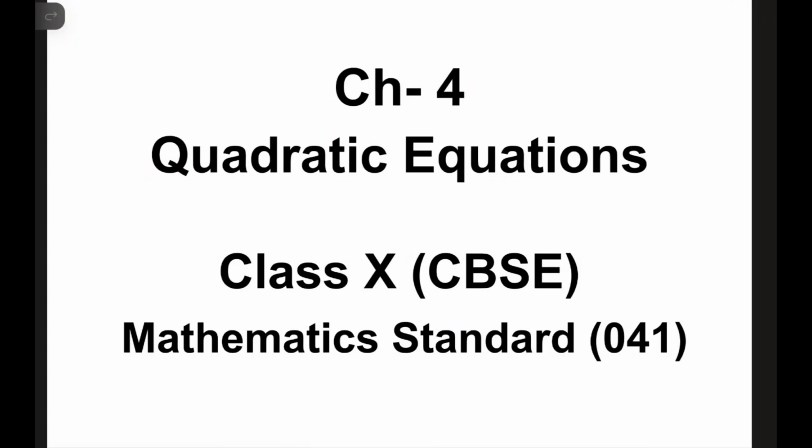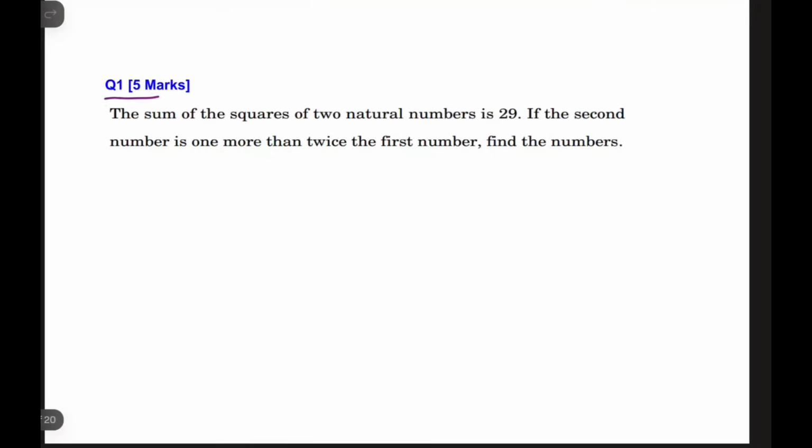Hello everyone, today we are going to cover chapter number 4, Quadratic Equations. Let's get started. Question number 1: the sum of squares of two natural numbers is 29. If the second number is 1 more than twice the first number, we have to find the numbers.